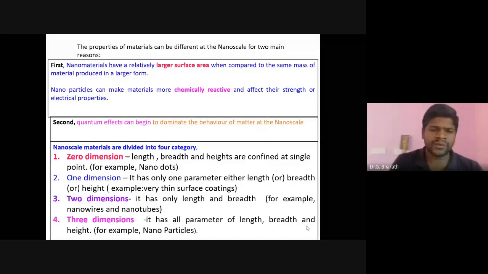And then what are 2-dimensional materials? They have only length and breadth, for example nanowires or nanotubes. It is a 2-dimensional material. And 1-dimensional is a coating surface. Then for 3-dimensional material, we confine the length, breadth, and height of the material. For example, nanoparticles.